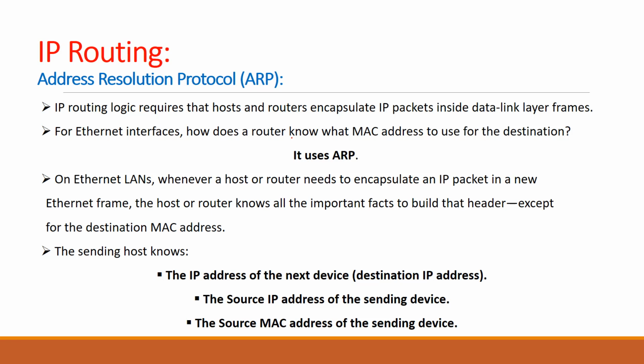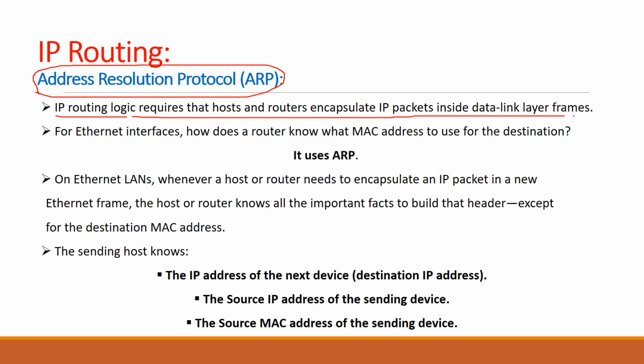Another thing you have to know is the Address Resolution Protocol. Actually, we used it without you feeling it in the previous examples, but we didn't mention it, because IP routing logic requires that hosts and routers encapsulate IP packets inside data link layer frames. For Ethernet interfaces, how does a router know what MAC address to use for the destination? Of course, it doesn't know, but through ARP, or Address Resolution Protocol, it can know the destination MAC address.